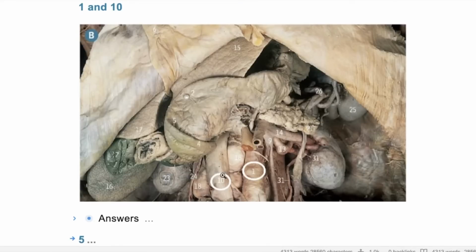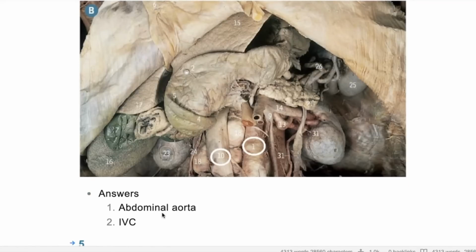Okay. So does 10 look like a vein? It's very collapsed, but 1 looks like an artery, the big artery as well. This is the aorta? Yeah, I think so. That's the aorta. What about 10? The aorta, and this will be the IVC. Surprisingly, it's the inferior vena cava on the other side. Yeah. So big artery beside big vein. So that will be the inferior vena cava.